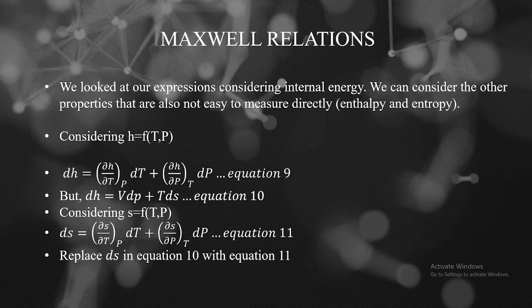Okay, so we looked at internal energy. Now let's consider enthalpy and entropy. So we can look at enthalpy as a function of temperature and pressure. So dH is going to be del H del T at constant P dT plus del H del P at constant T dP. We've seen how to go about all of this. But from our equations, what we did at the start of this video, we said that dH is equal to this. So that's equation 10.